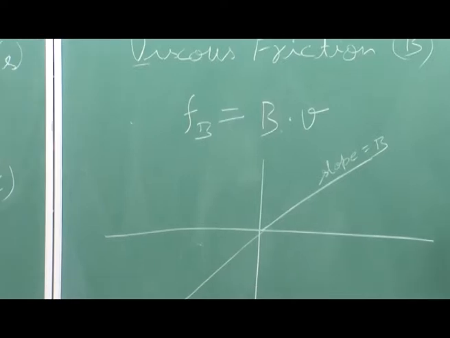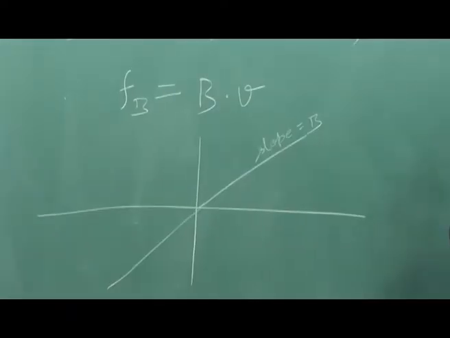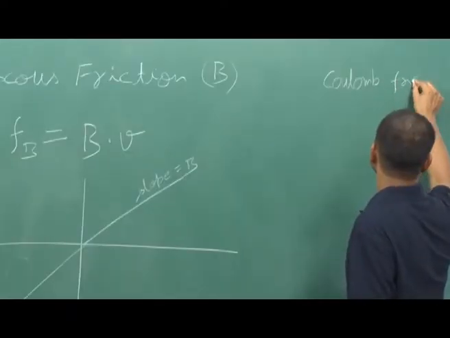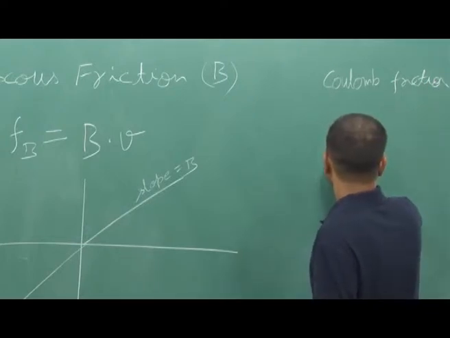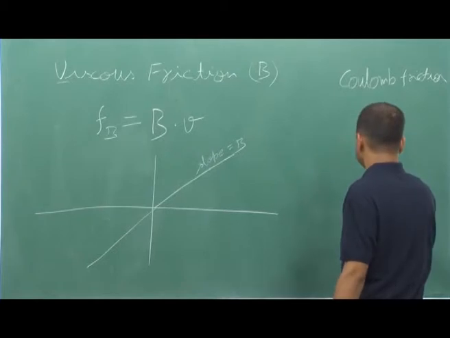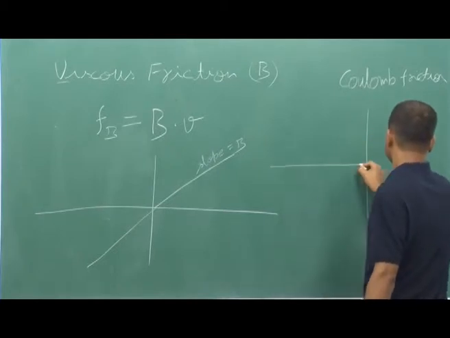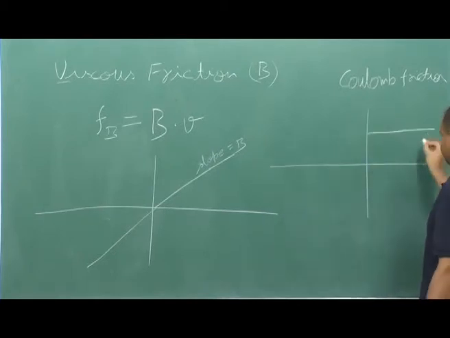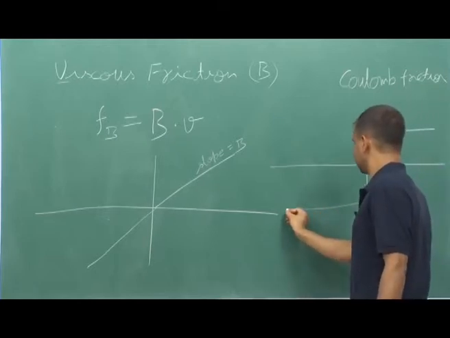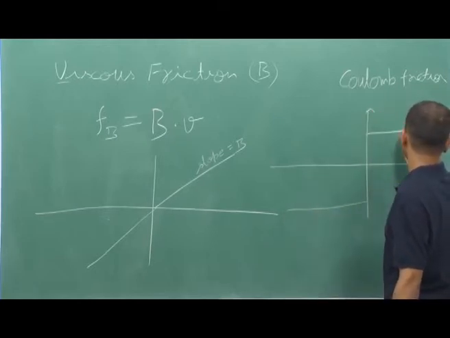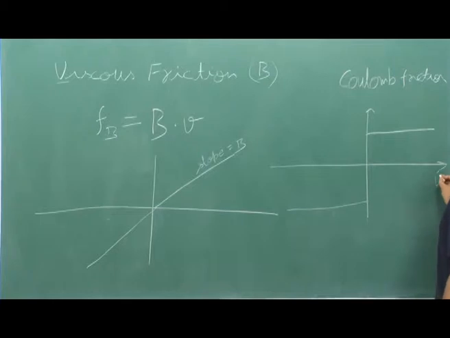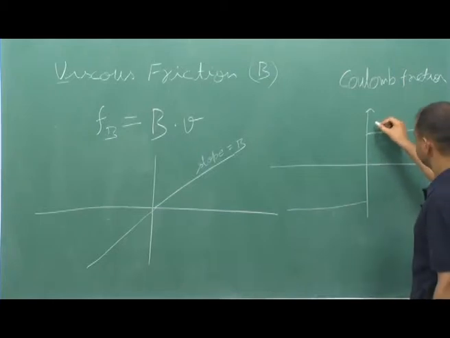The third type of friction is the Coulomb friction. This is constant in nature. Once the object starts moving, a constant force is applied on the body, and whatever the value of the velocity is, it will remain constant.